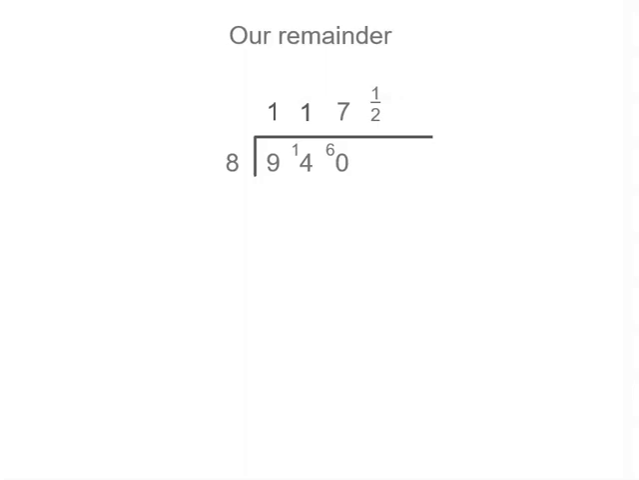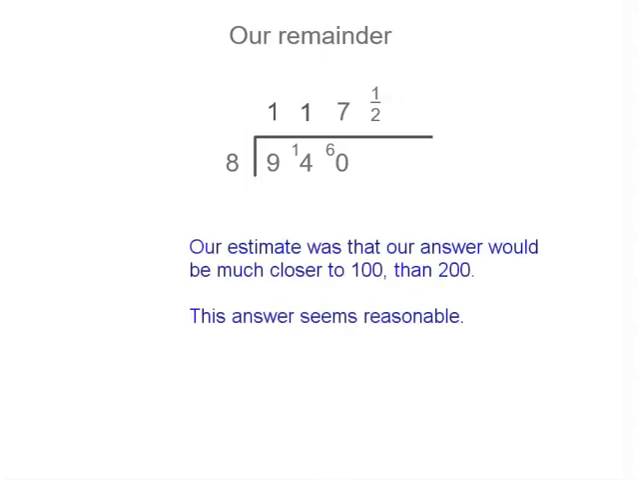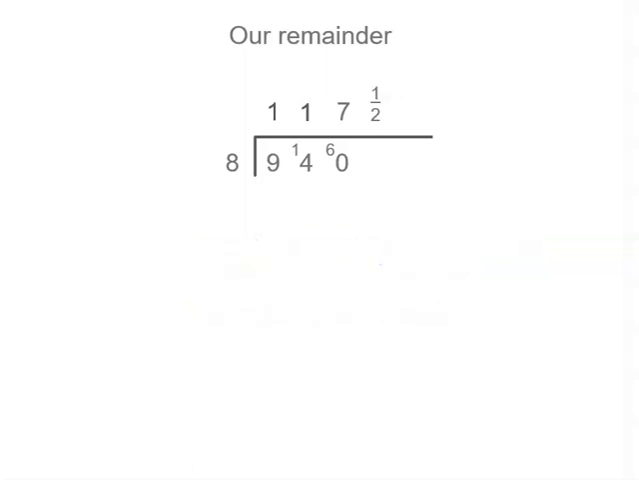And if you needed to write it in decimals, a half is 5 tenths, so it would be 117.5. So the process didn't change at all. We just have a little step at the end to deal with our remainder.